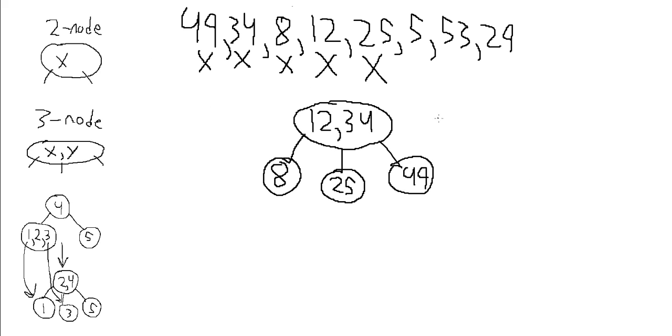Next, we need to insert this 5. 5 is less than 12, and it's less than 34. And so it drops down to the leftmost subtree. Note that when we get to this point where we are now needing to compare this 5 with a 3 node, we have to compare it with both these values. We have to say, is it greater than 34? Is it less than 34 but greater than 12? Or is it less than 12 and less than 34? So the 5 goes down to the left of this node, and we get to this leaf node with the 8. We can go ahead and insert the 5 with the 8.